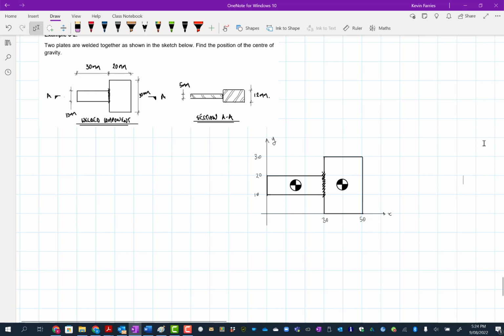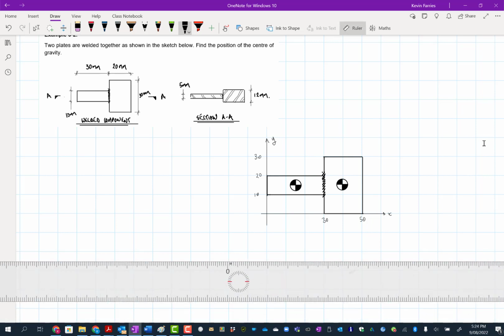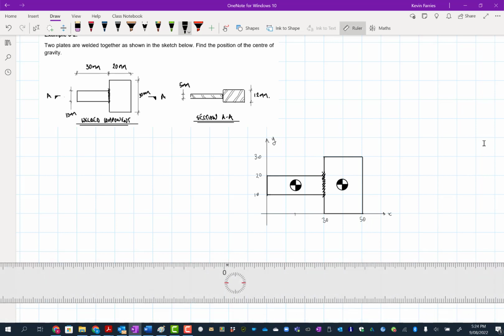Then usually for the position of each centroid, you'll show that as an x bar. It's called x bar, just a small x usually, for the position of the centroid of the first shape. Now where's that going to be? Well, it's going to be halfway along there, so it's going to be at 15 millimeters. Then up here, interestingly, this one's also going to be 15.